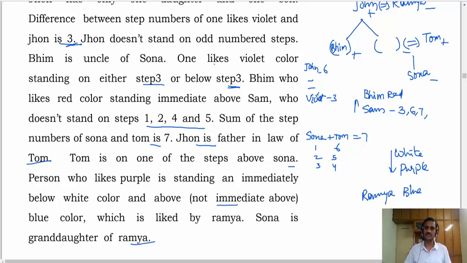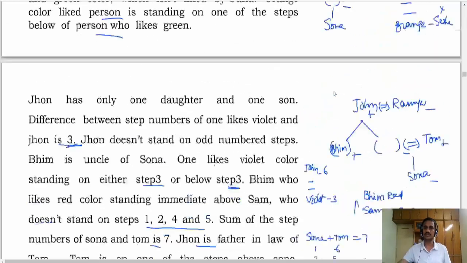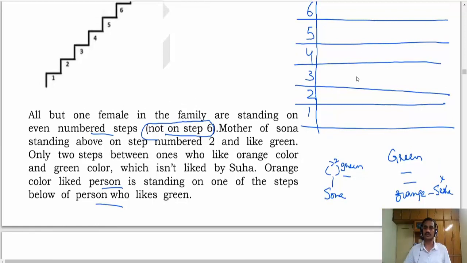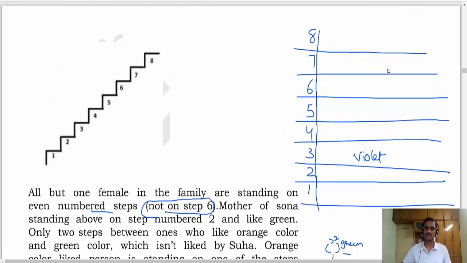Now where should we start with Violet? Let's start with Violet at 3. Now Violet is on the 3rd one. If Violet is on the 3rd one, then where should this John be? 1, 2. This must be John.